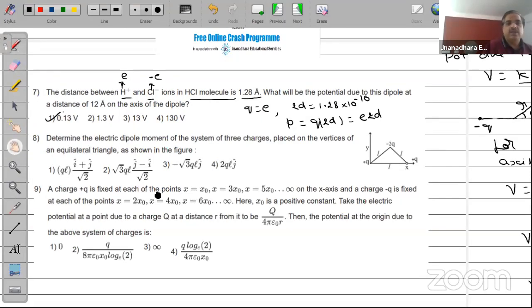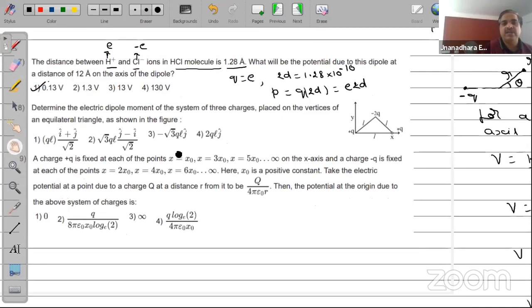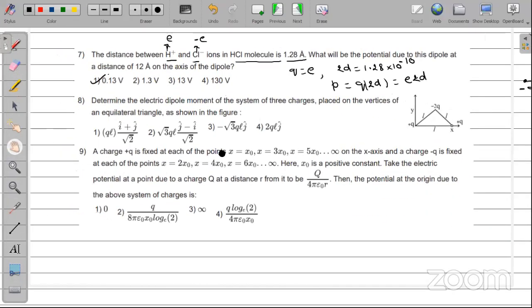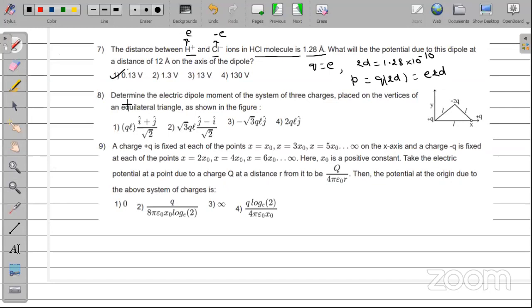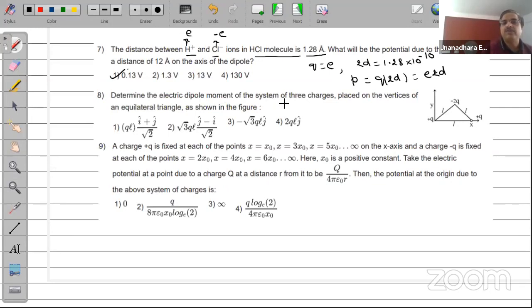Okay. Now for the 8th one. The 8th one is also an excellent problem. You have the electric dipole moment of a system of 3 charges. 2 charges we know how to do. How do you find the dipole moment of 3 charges placed on the vertices of an equilateral triangle as shown in the figure? So there's one Q here, another Q here, another minus Q here.